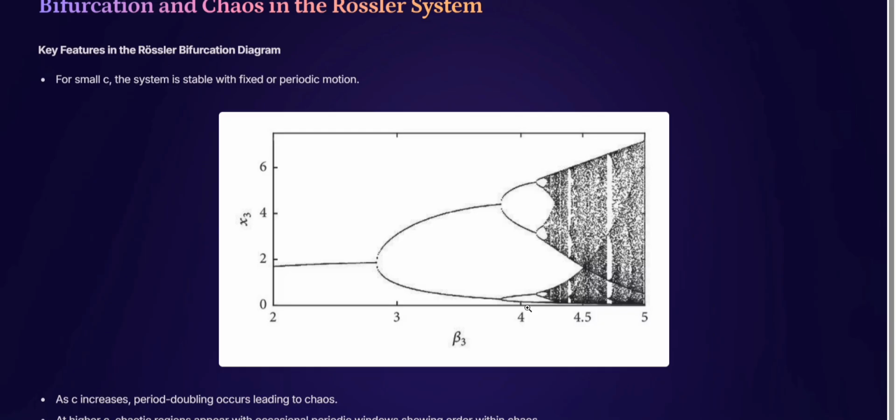Bifurcation and chaos in the Rössler system. Key features in the Rössler bifurcation diagram: for small c, the system is stable with a fixed or periodic motion. As c increases, period doubling occurs, leading to chaos. At a higher c, the chaotic region appears with occasional periodic windows showing the order within the chaos. And here, the image is given for showing the chaos.